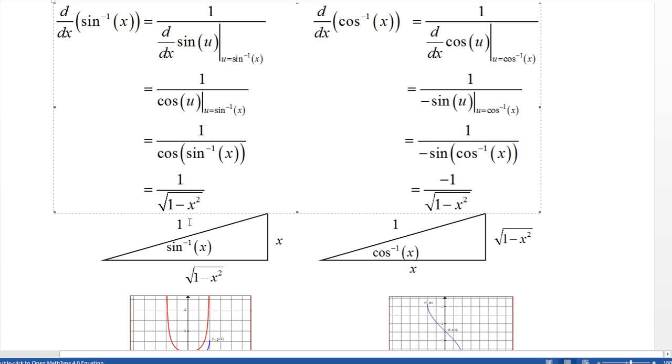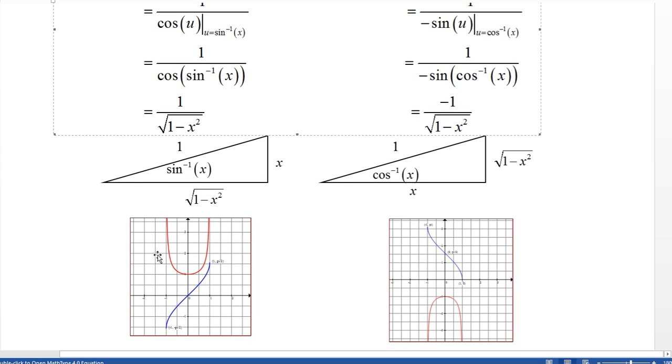Now, to check this, we could check it like we do all of our functions with the calculator, but we can also check it by graphing. And you could try to graph it and see that it works out like this, and it seems to have the appropriate features, the appropriate domain and range that we need.